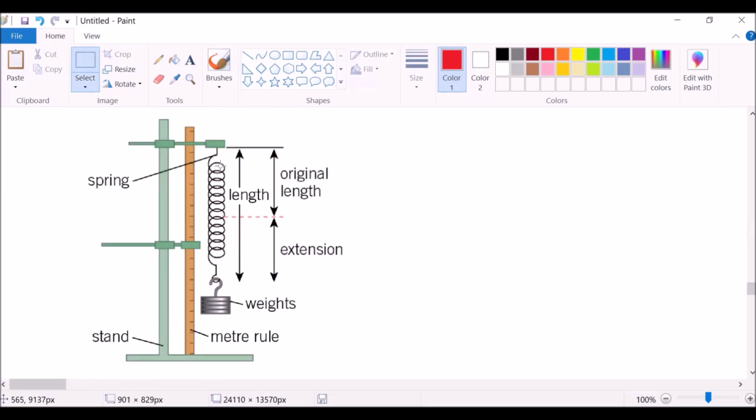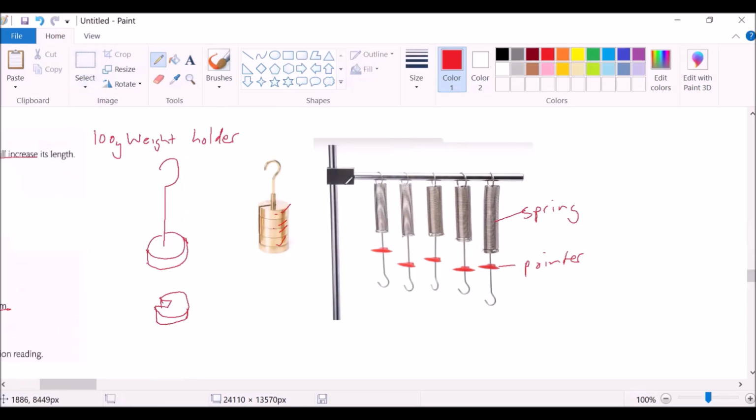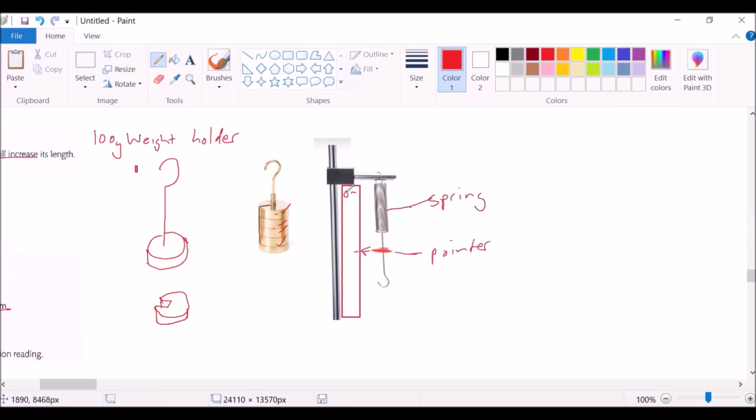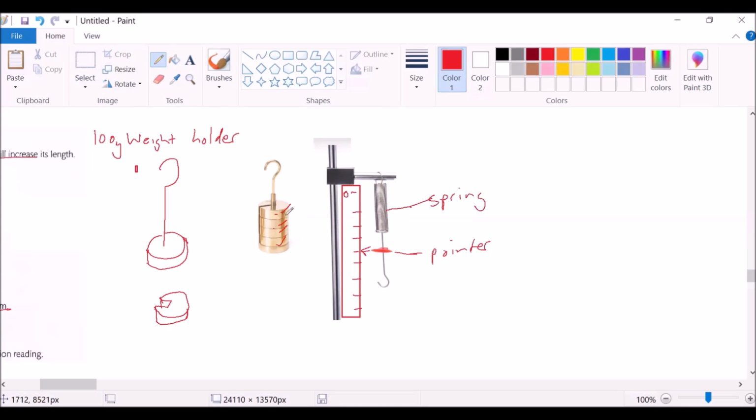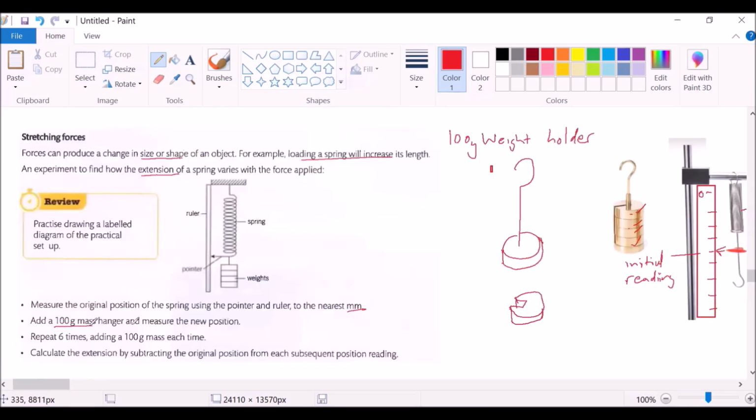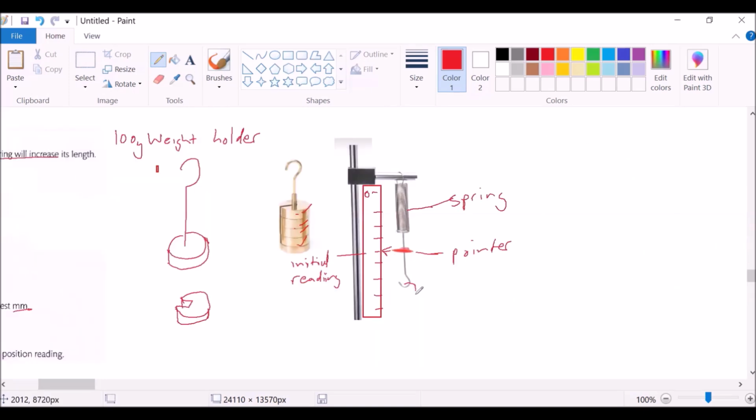So we set up the experiment like this, initially without the weights, with our ruler by the side, making sure the ruler is vertical. The ruler should start from 0 up there, going down. So we take the initial measurement on the pointer of the spring before we load it, to the nearest millimeter. Then we add the 100-gram mass hanger and measure the new position. So we put our mass hanger there, and the spring should stretch and give a new position for the pointer. Then we read off that.